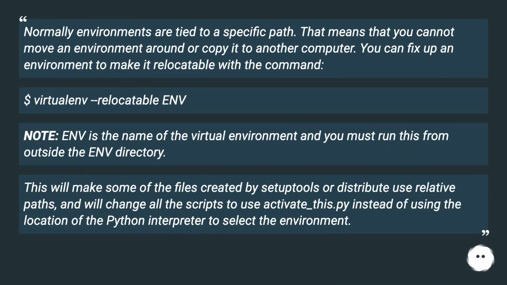You can fix up an environment to make it relocatable with the command $virtualenv --relocatable env. Note, env is the name of the virtual environment, and you must run this from outside the env directory. This will make some of the files created by setuptools or distribute use relative paths, and will change all the scripts to use activate_this.py instead of using the location of the Python interpreter to select the environment.